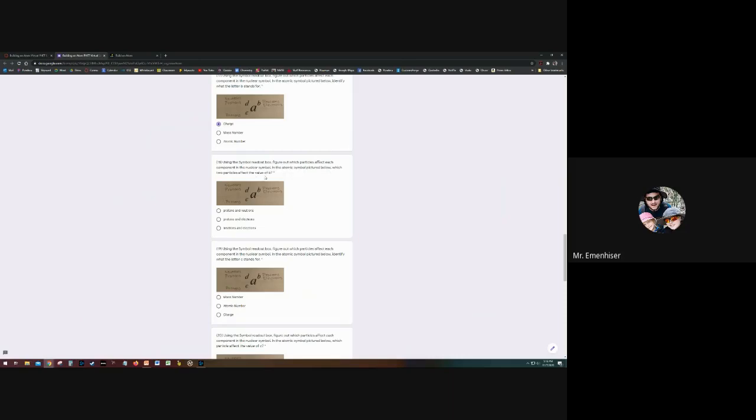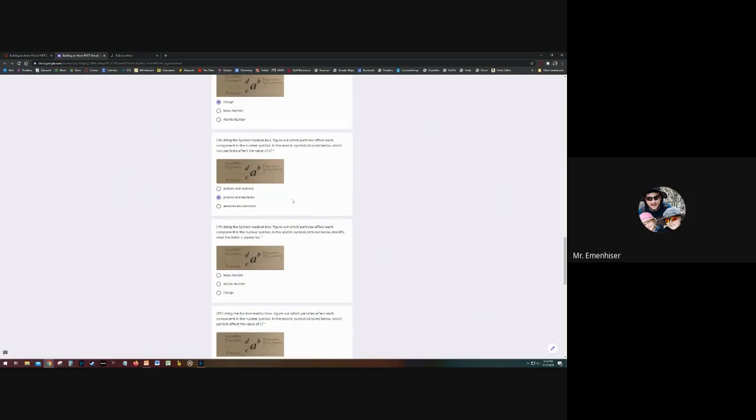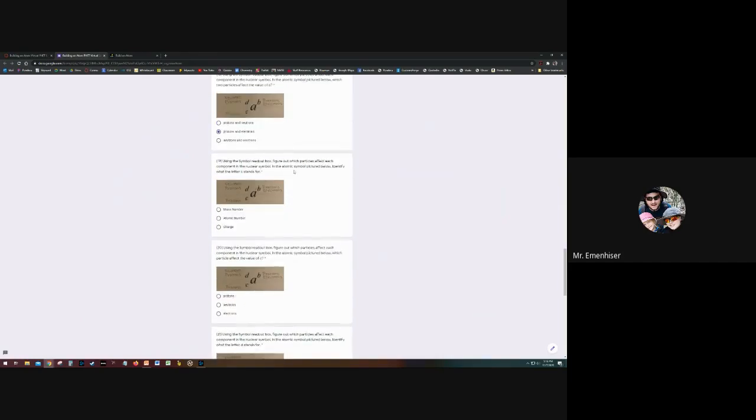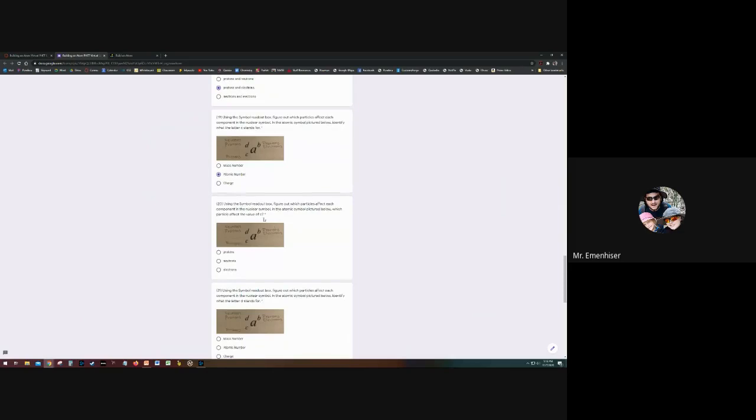Which 2 particles affect the value of B? It tells you right there, protons and electrons. Those 2 are the charged particles in an atom, and so they both affect the charge. Neutrons do not. They have no charge, so they don't impact the charge. Identify what C stands for. C is the atomic number. It's the number of protons. All right, and so what particle affects the value of C? Right there, protons. Okay.